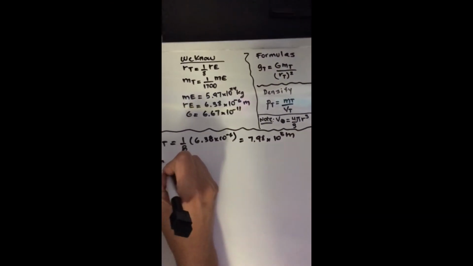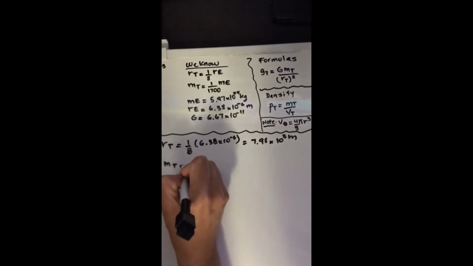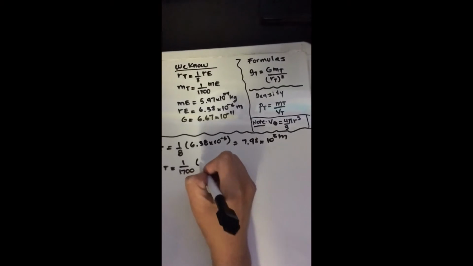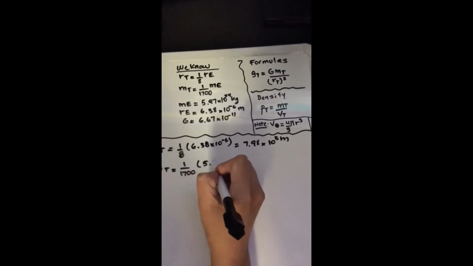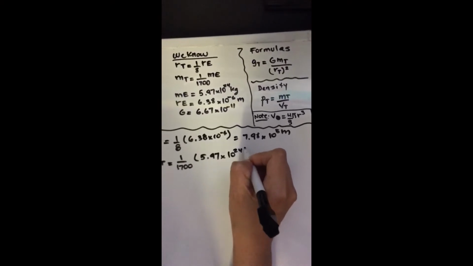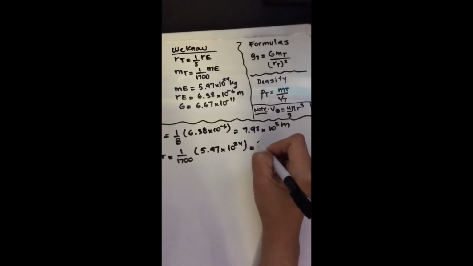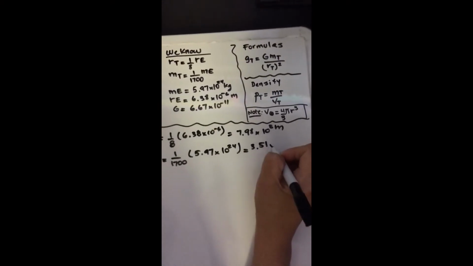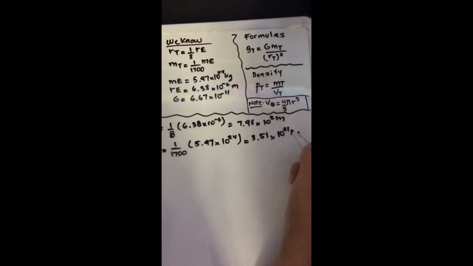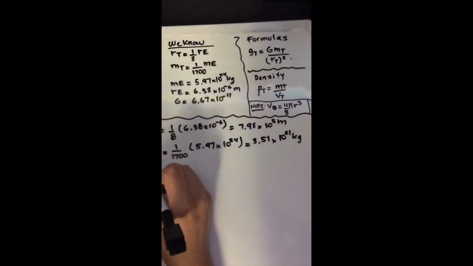And then the mass of Titania is going to be 1/1700 the mass of Earth, which is 5.97 times 10 to the 24 kilograms, and this is equal to 3.51 times 10 to the 21 kilograms for Titania. Then we apply this formula.